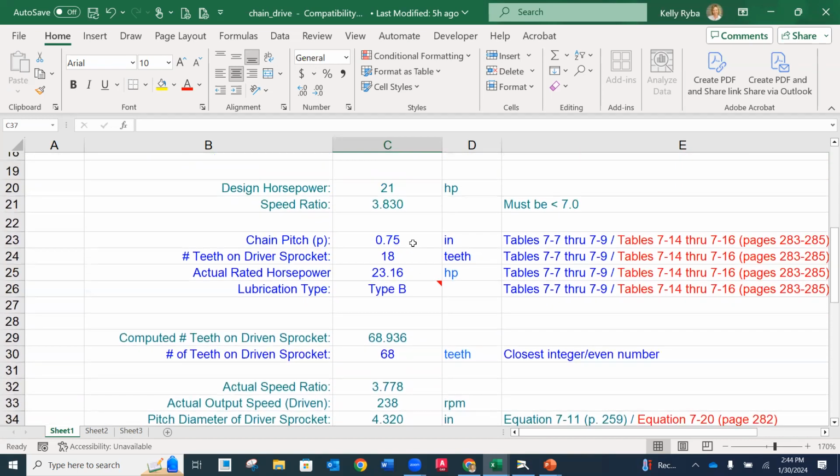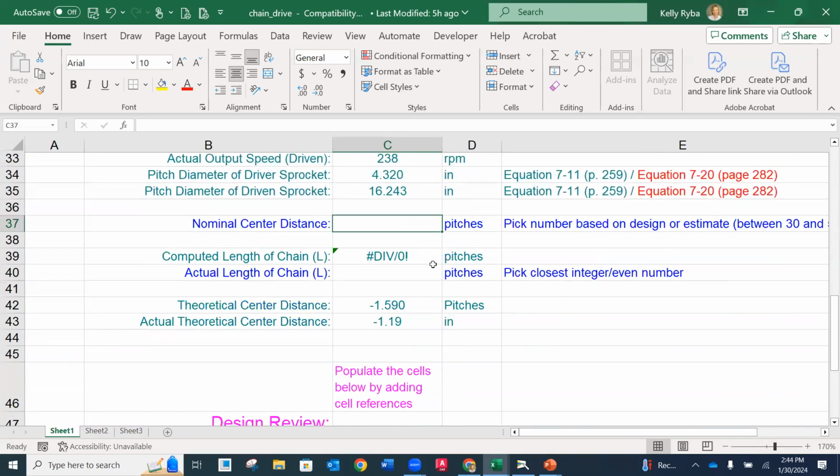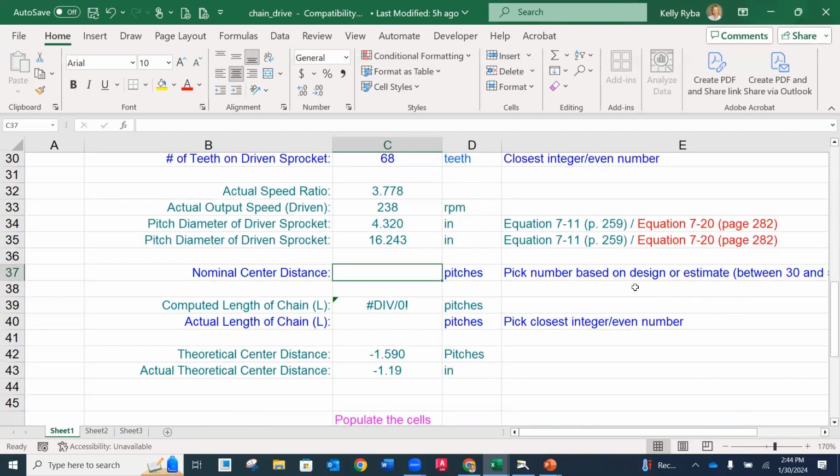Now, we have to look back. We picked a 0.75 inch pitch. So we have to multiply 0.75 by 30 and 50, and that's going to be the range that we have to be within. So if we do that, what would we be? 30 times 0.75. What do you guys got? 22.5. So that's going to be the smallest center line I want.